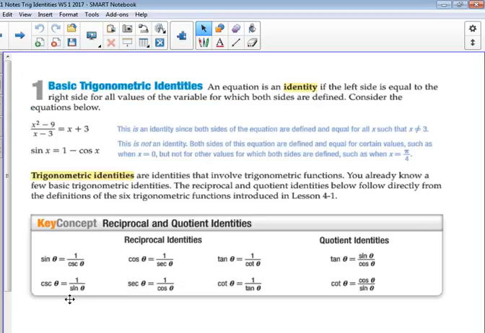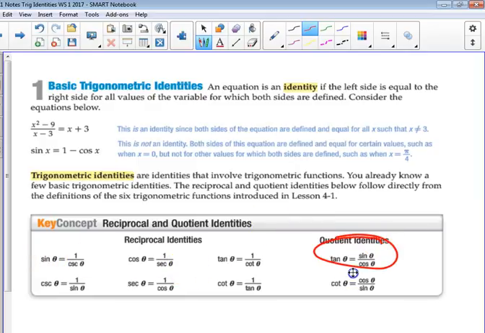All right, the trig identities that you should maybe, hopefully, I hope, I think, already know are these ones on this page. You know that the reciprocal of cosecant is sine. You know that tangent is sine over cosine. Okay.